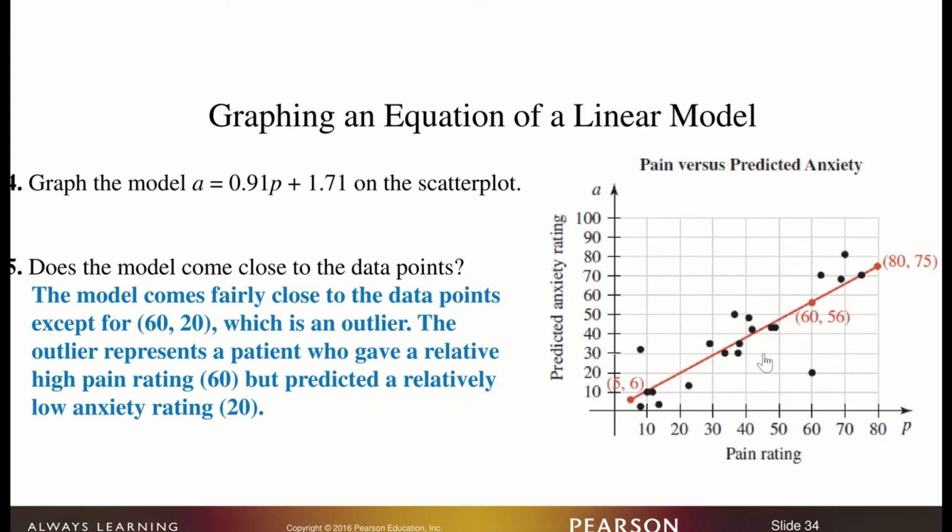So here's that best fit line, which we saw a minute ago in Desmos as well. Does it come close to the data points? This would definitely be considered a really nice best fit line. Notice how it comes close to pretty much all of them except the outlier, where the individual had a high level of pain but predicted a low level of anxiety on the next future cannulation. So this one was a real outlier, which we basically threw out when we found our best fit line.